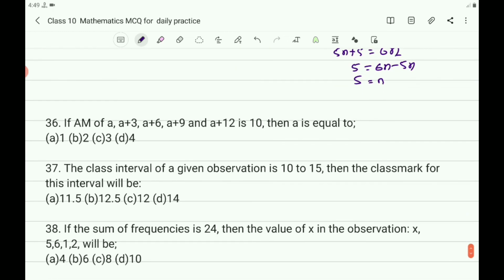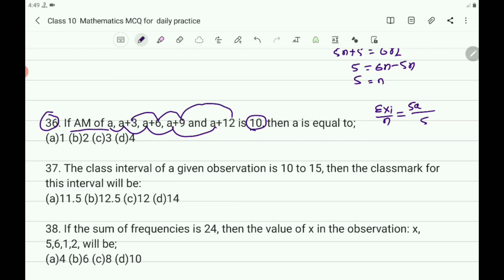Then next one, question number 36. If the AM of a plus 3, a plus 6, a plus 9 and a plus 12 is 10, then a is equal to. AM means arithmetic mean, that is the mean. Again you can use sigma x by n. How many are there? 1, 2, 3, 4, 5. Here 5 is there, and if you add all these, that is a plus a, how many a's become? 1, 2, 3, 4, 5. So 5a plus 3 plus 6 is 9, 9 plus 9 is 18, 18 plus 12 is 30.